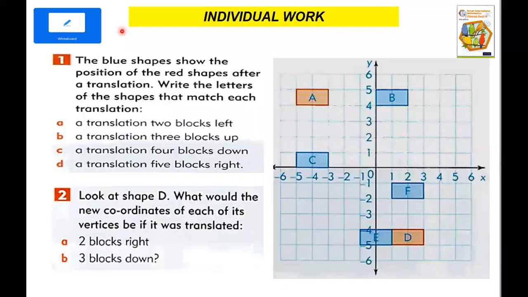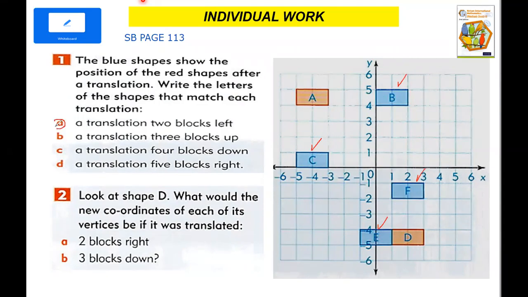Okay, in your textbook, student book, page 113, question 1 and question 2. I want you to answer this question. You can pause your video and then later you check your answers. The blue shapes show the position of the red shapes after a translation. So the blue ones are the translated shapes. Write the letters of the shape that match its translation.